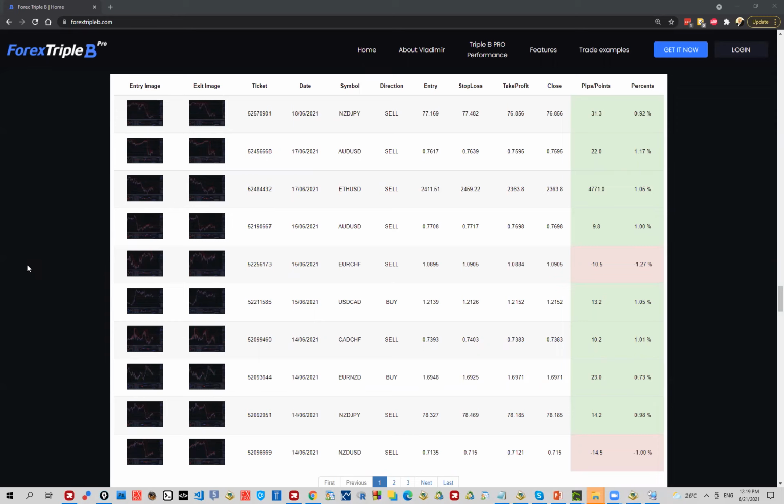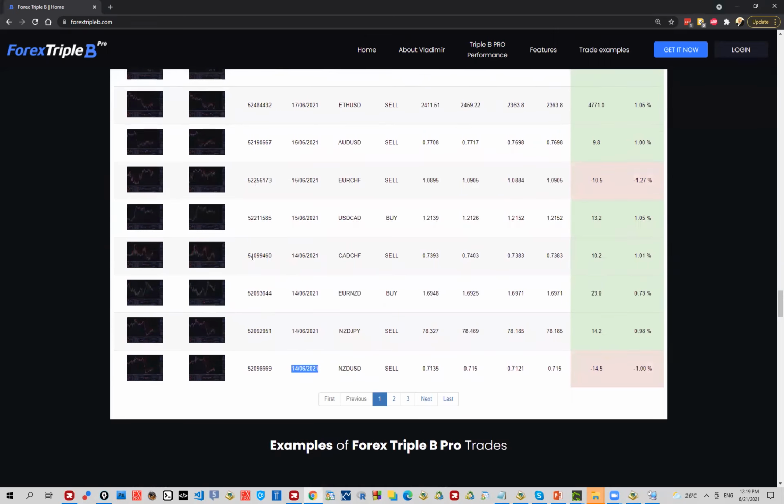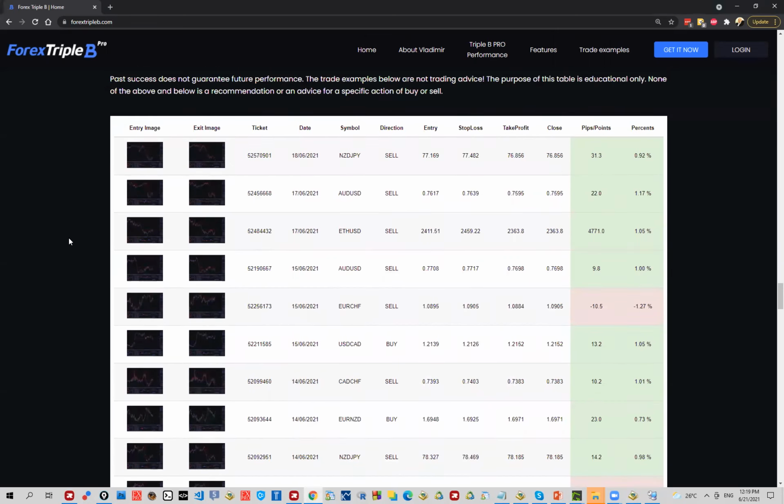So the previous week started from the 14th up until the 18th, which pretty much gives us the whole page here. Now, I'm not going to cover all of the trades, all of these examples here in the table, but I will focus on some of them, which I find interesting for one reason or another.